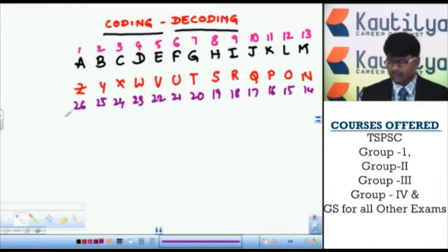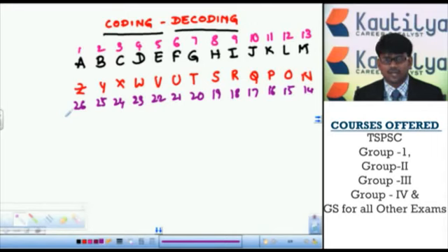Okay friends, we have one alphabet, the group of letters A to Z, with 26 letters. The first half of the alphabet is A to M, written from left to right, and the second half, N to Z, is written from right to left. We have to give the places for those letters. A is in the first place in the alphabet, and Z is in the 26th place.